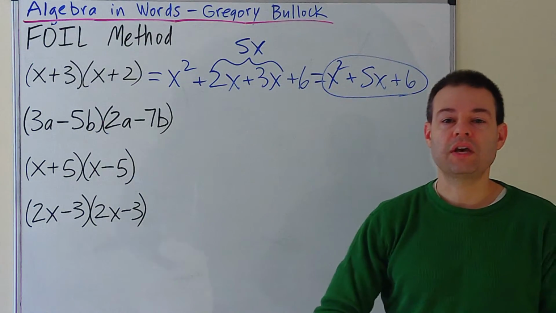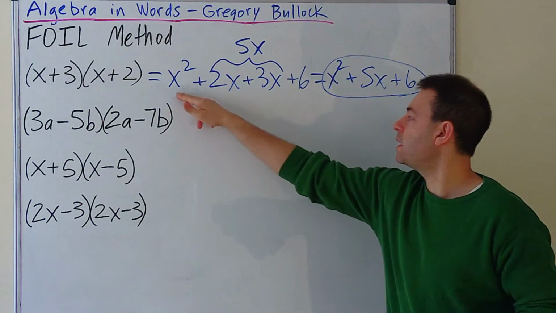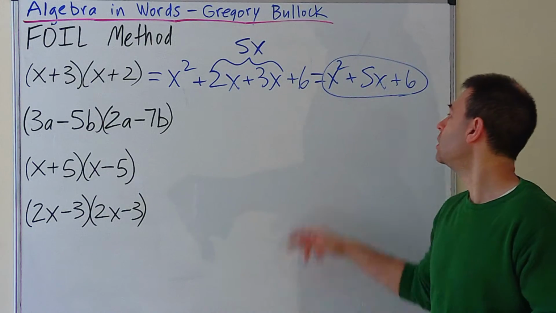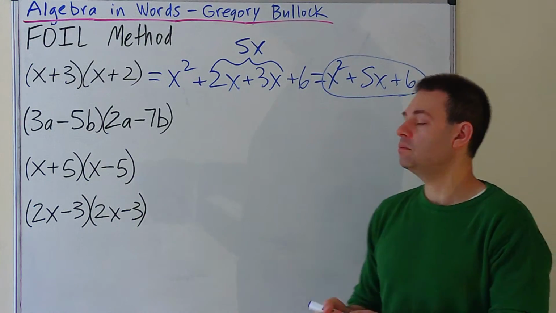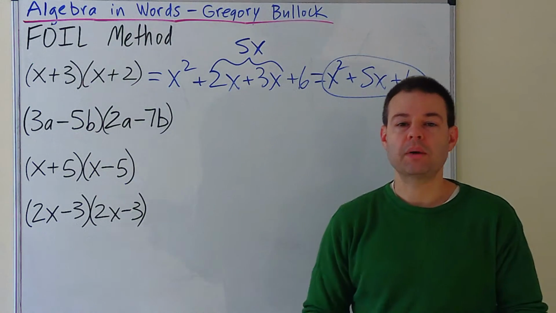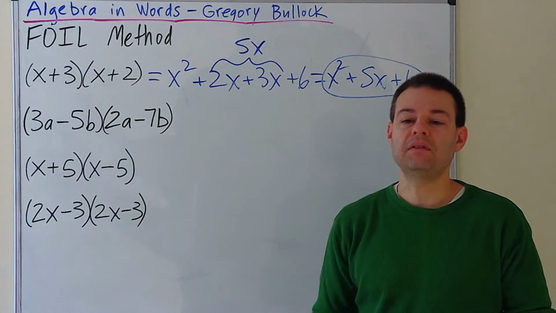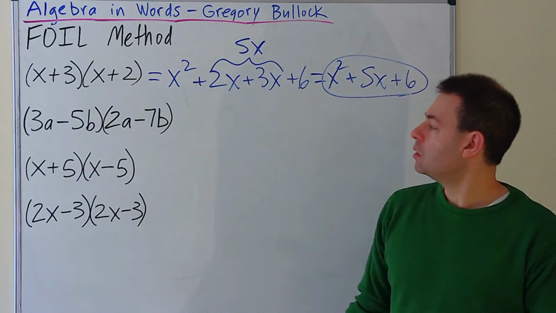Also, just take notice that our final answer, and even our intermediate terms, are in descending order: highest power to lowest power as you go to the right. Pretty easy, probably one of the easier things that you'll do in algebra, and this method is made to make it easier for you. So let's look at another example.